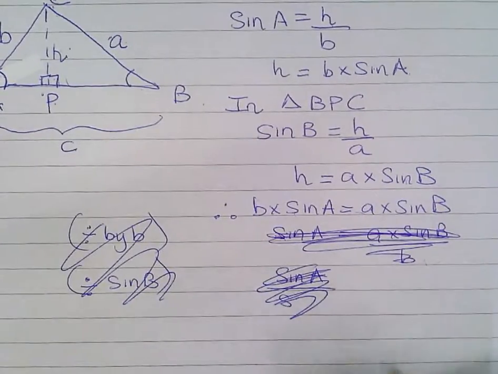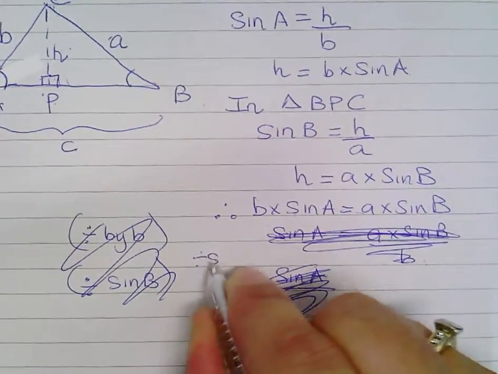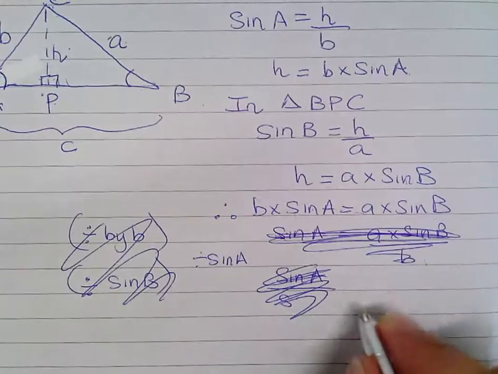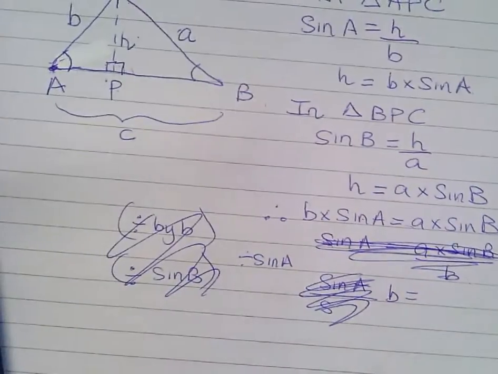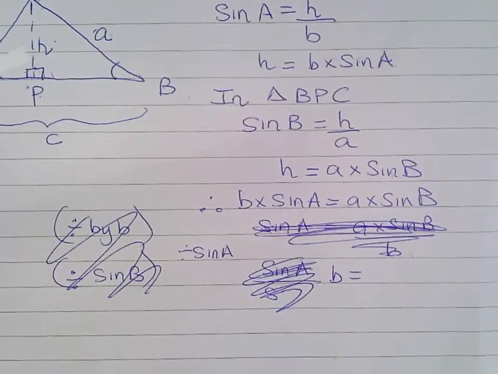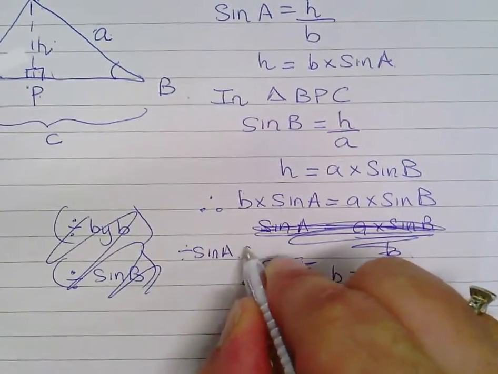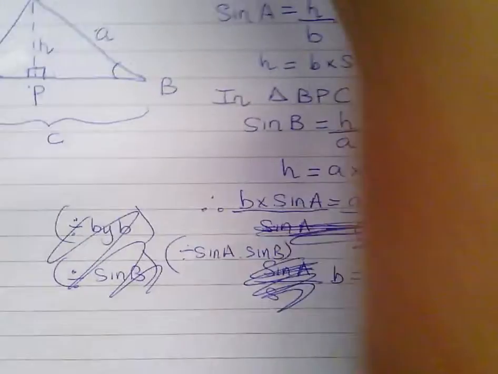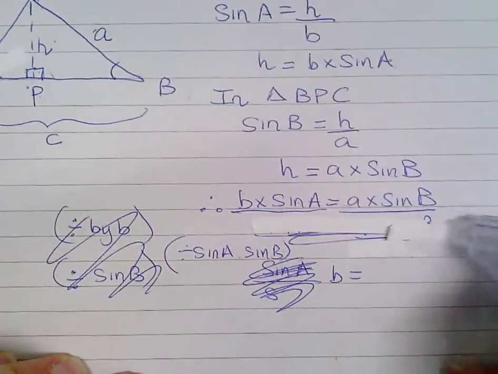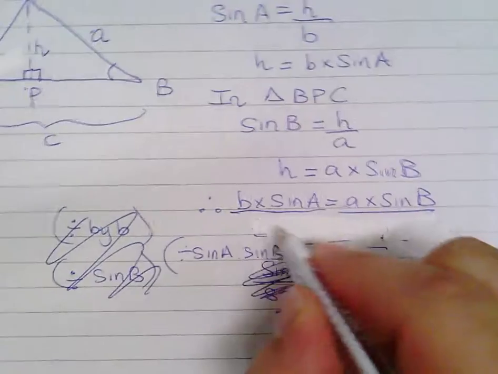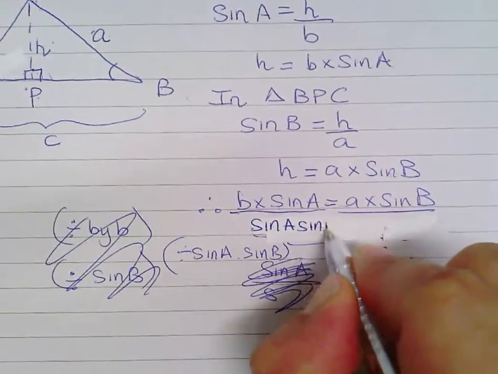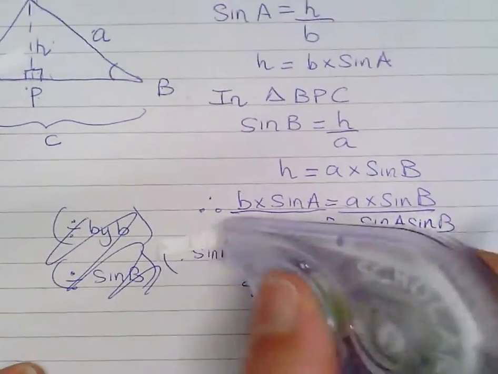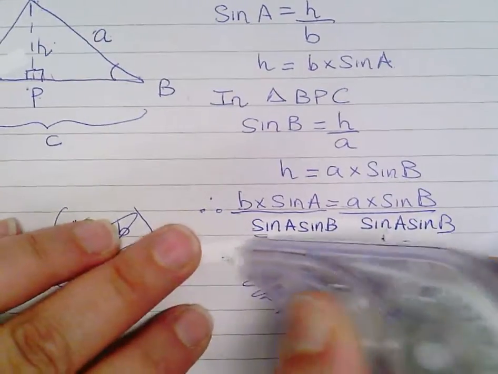So let's divide both sides by sine a. What do I get? Actually, can we divide by sine a and sine b together? I want to divide by sine a and sine b. So I want to divide both sides, putting both sides over sine a and times sine b. So I'm dividing both sides by sine a sine b.